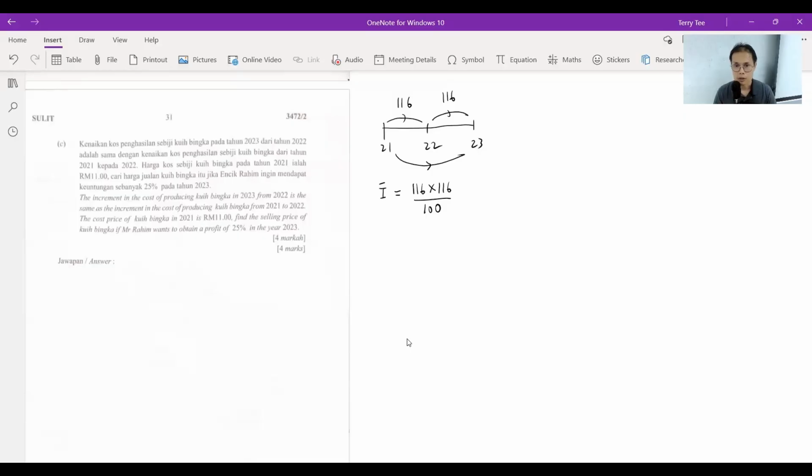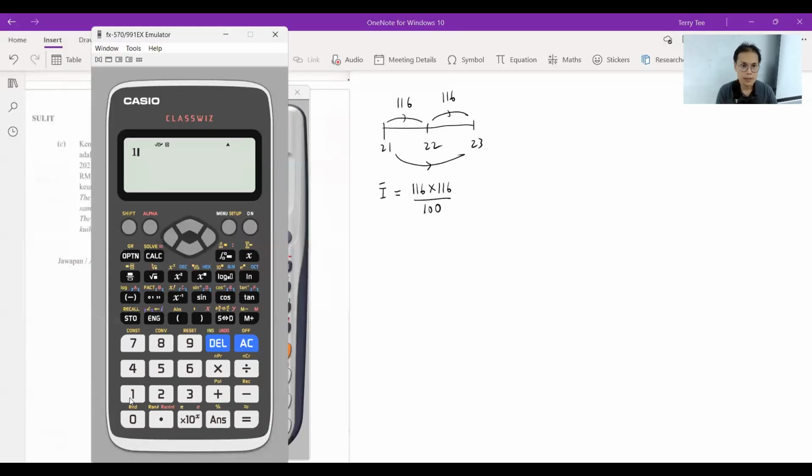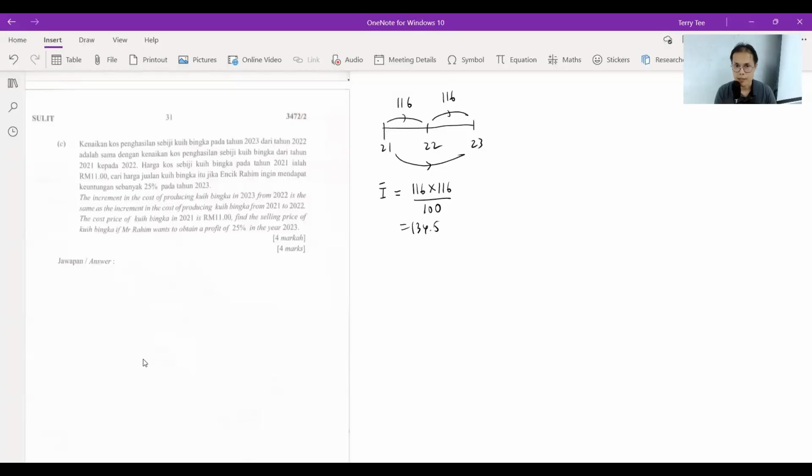Okay, let me show you here. Maybe use this calculator. 116 times 116 divided by 100. That will be 134.56. Okay, I hope you all know this chain rule formula. This is like a shortcut to calculate your overall price increase. We just take this index, multiply with this index, divide by 100. So that means that the cost has gone up by 34.56% over 2 years, from 21 to 23.